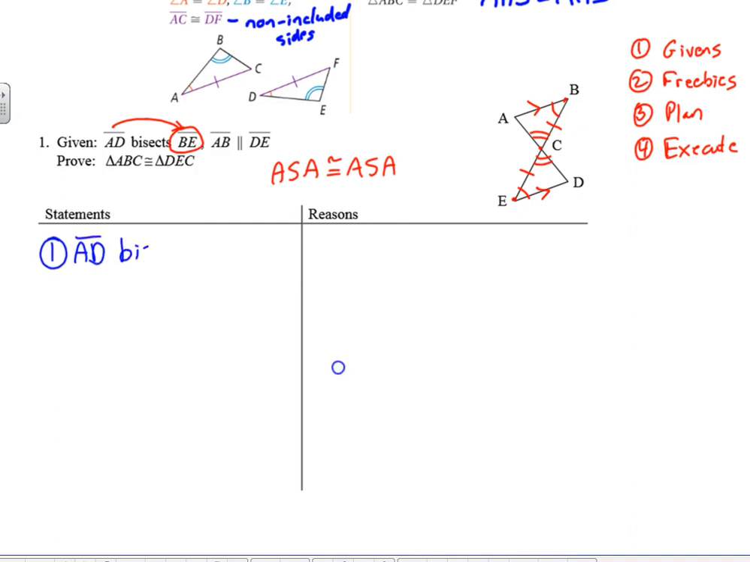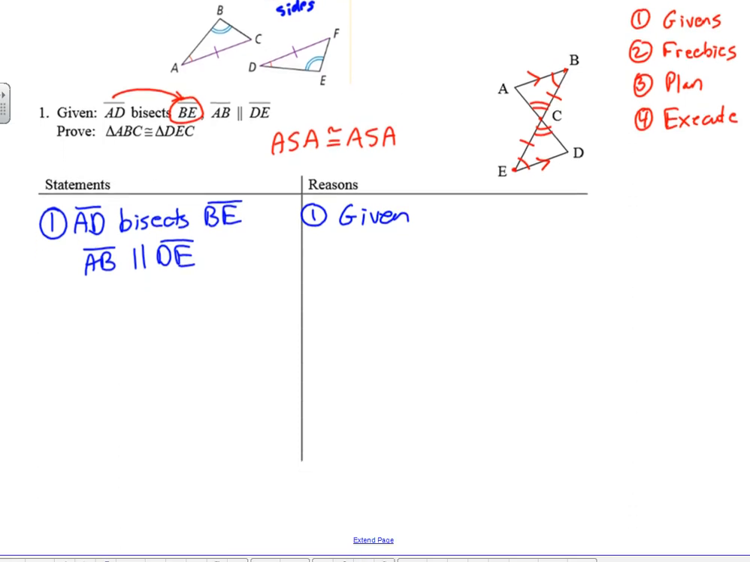AD bisects BE, and AB is parallel to DE. Now I've brought both of those in, but none of those are a congruent statement. So I haven't done anything yet other than the step that gets me to the next step. So here's what I'm going to do next.